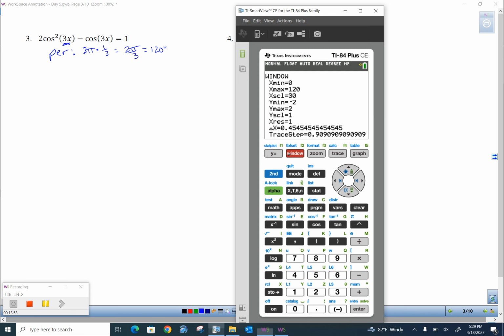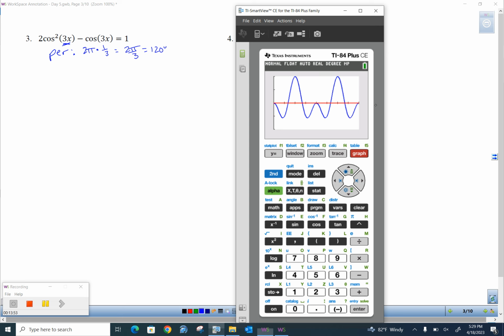So I'm going to extend my window. You don't need to do this. I just want you to watch. If I change this to 240, that would graph 2 periods for me, so we can see the pattern that's happening. So here we can really see that that little maximum point here, it's not going all the way up like we would expect with a regular cosine graph.